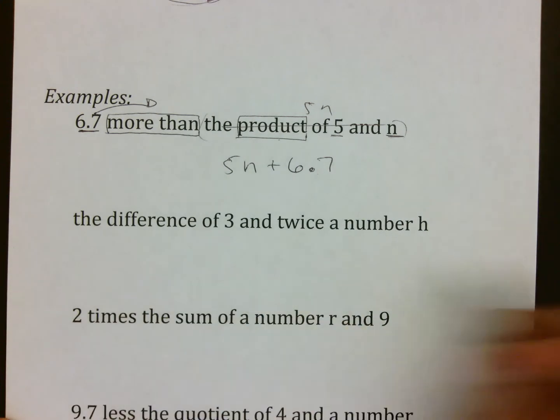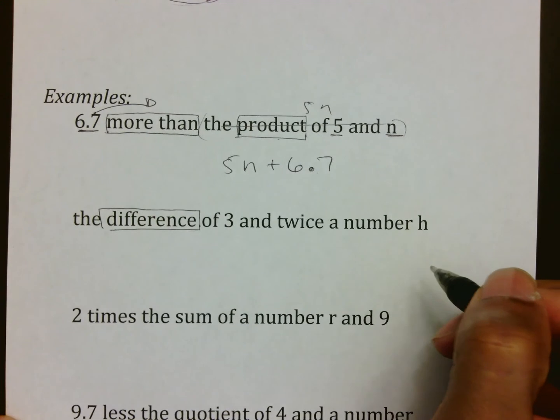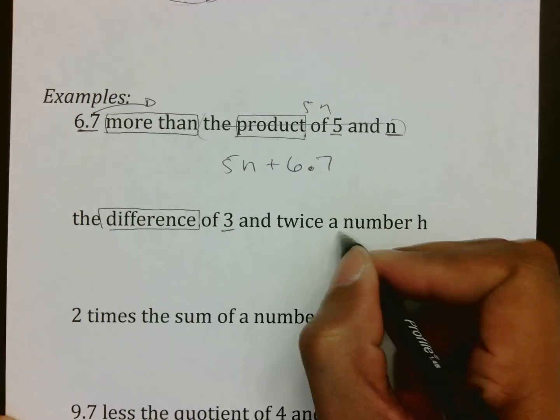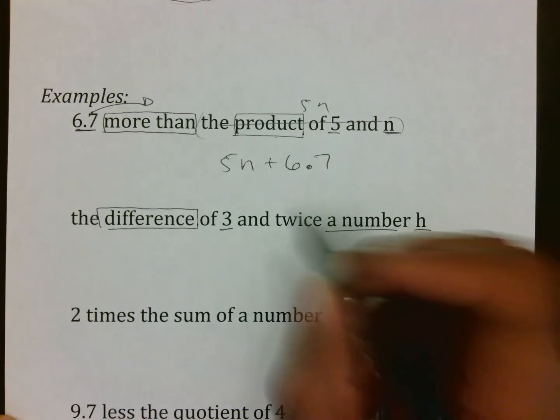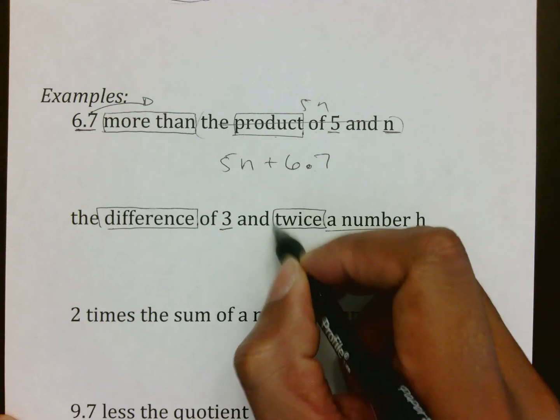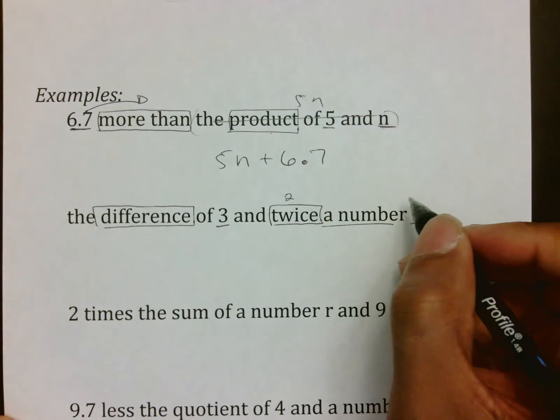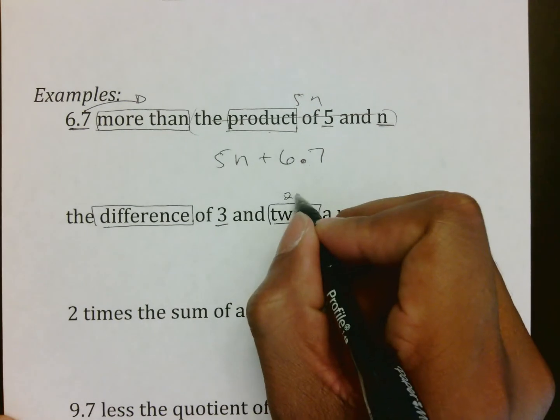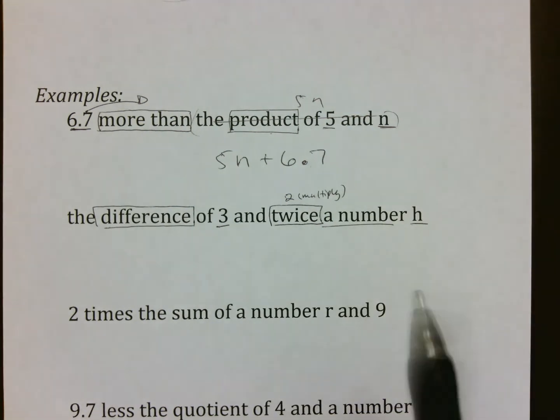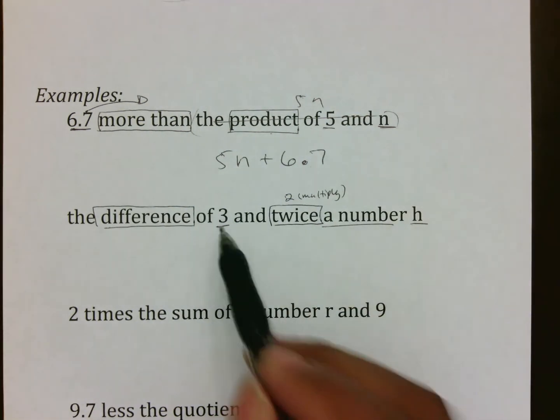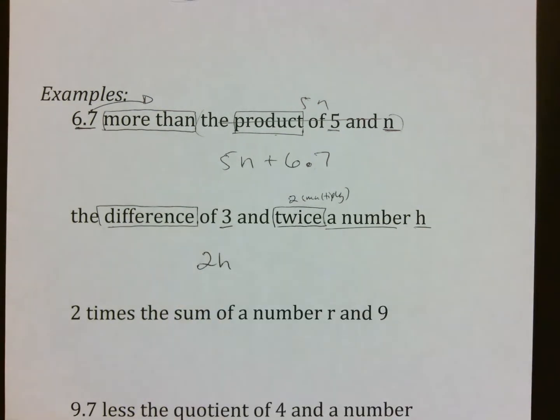The difference of 3 and twice the number h. So again, difference here is an operation word. 3, a number, h. Here's what's happening. Twice is its own operation prompt. Twice has two things in it. First, whenever you do something twice, there are two of them, and whenever you do something twice, you are multiplying by 2. And so what we're looking at here is we have the number 2, we have the letter h, we have a 3, and again, if this is the multiplication part, twice a number h would just be 2h.